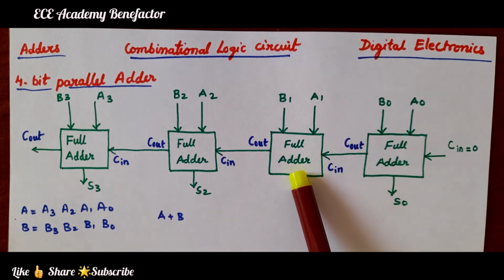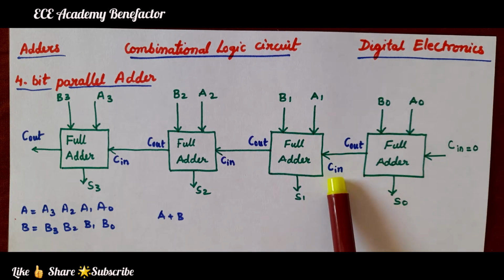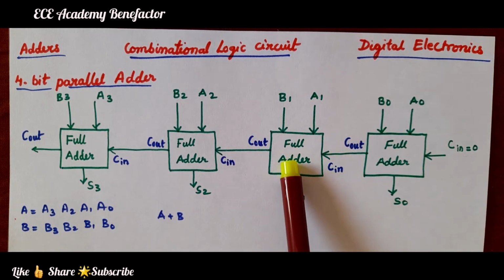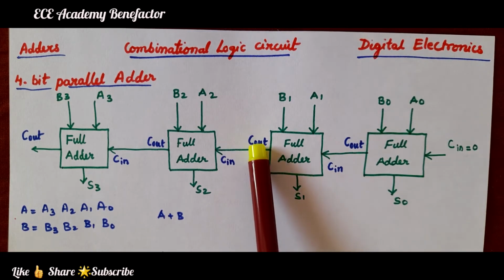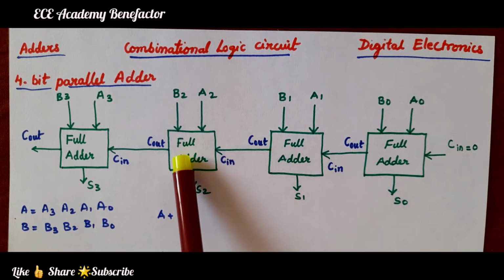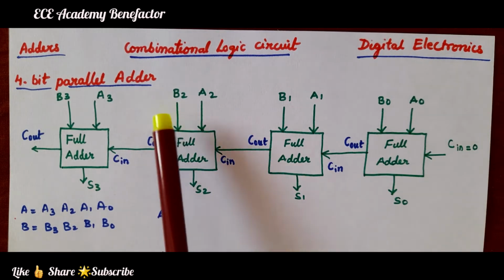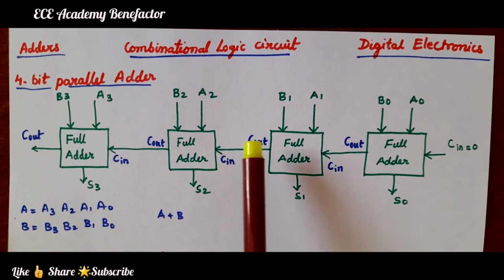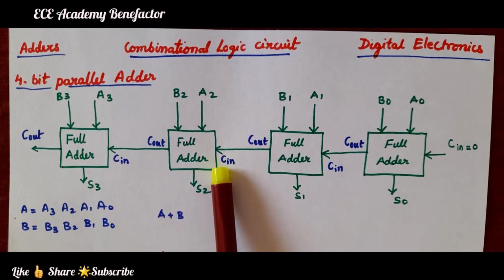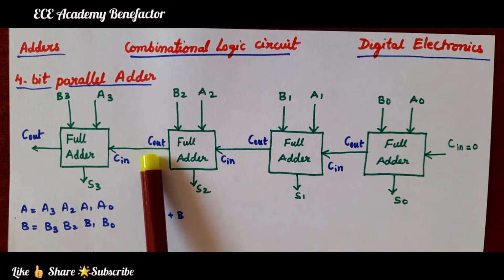Now, coming to the second full adder, it has two inputs A1, B1 with the carry input C in. The output for this full adder is S1, sum, and carry C out. Now, coming to the third full adder, the inputs are A2, B2 and carry input C in. What is C in? Whatever is the C out, that will act as the input carry to this full adder, and the outputs are sum S2 and carry C out.